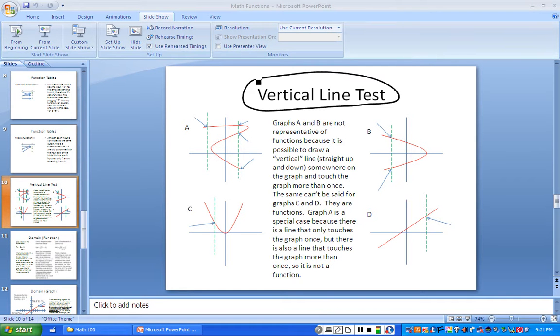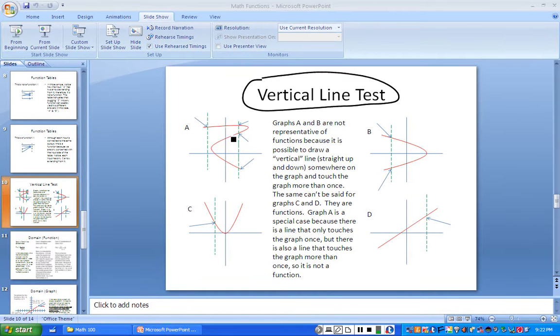And basically the vertical line test says, when you look at a graph, so in these examples the graphs are the red lines. Alright, so the graph is the red. Okay, when you look at a graph, if it's possible for you to draw a vertical line anywhere on that graph and touch it more than once, then it's not a function. Alright, if you're able to draw a vertical line anywhere on that graph and touch it more than once, then it's not a function. Okay, so let's look at example A.